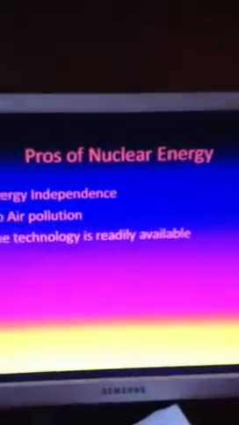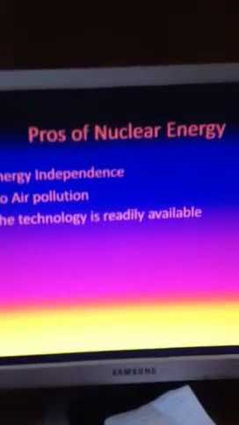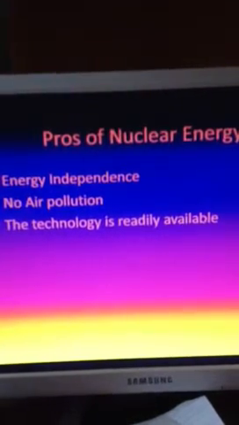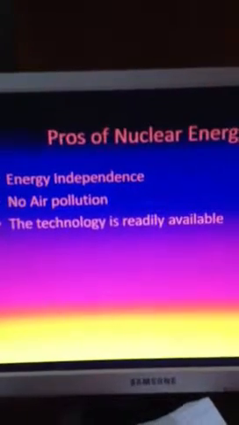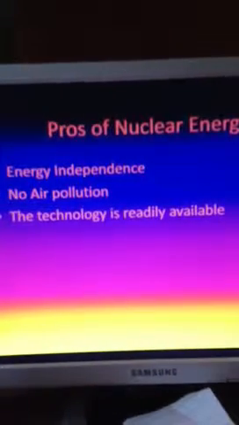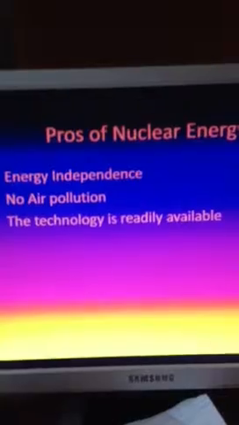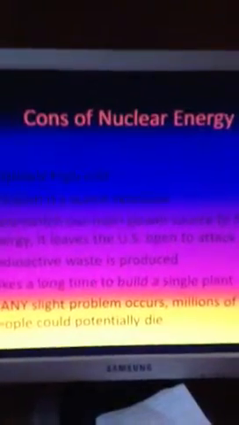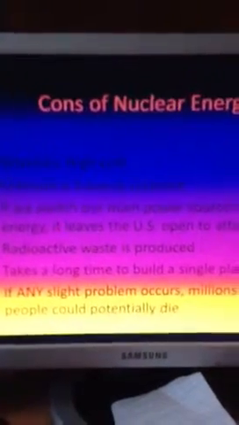Some pros of nuclear energy are that using nuclear energy would render us energy independent because we wouldn't have to use fossil fuels anymore. Using this type of energy produces no air pollution, and the technology is readily available for its production. Some cons of nuclear energy are that building one minimally small plant is relatively high cost.